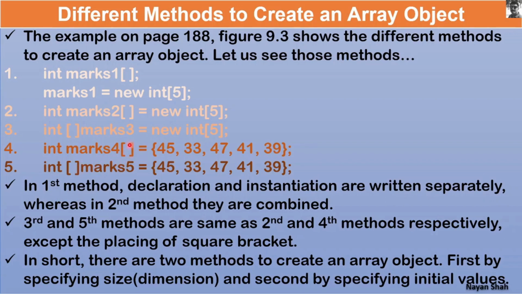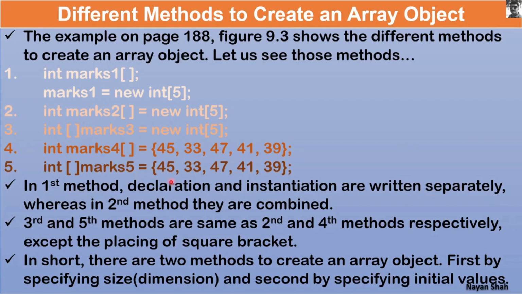So as such, if you see the second method and fourth method, these 2 are the proper methods, because in the first you are just breaking the creation of the array object into 2 steps, which we can combine here and specify the size. And the fourth method is by specifying values. Third and fifth methods just show you the same methods by changing the placement of the square bracket. So for you, understand that the second method and fourth method are the 2 methods to create an array object.